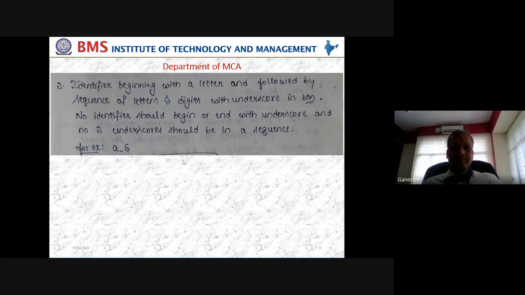And the second one was an identifier beginning with a letter and followed by a sequence of letters and digits with underscore in between. That's what we have taken earlier. And previous to this, we had 2 problems beginning with a digit and so on. Hope you could understand that. But let us take the underscore one. Hope you might have tried at home. If not, just have a look at it. If any issue here, let us discuss that.